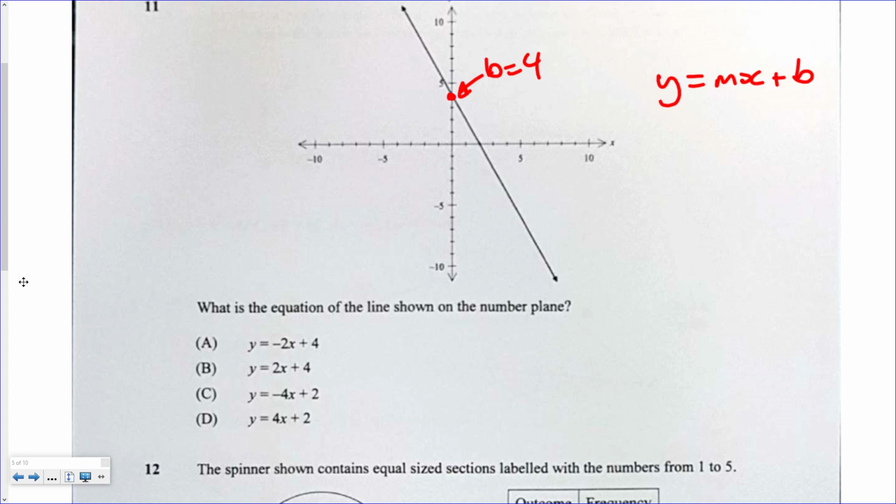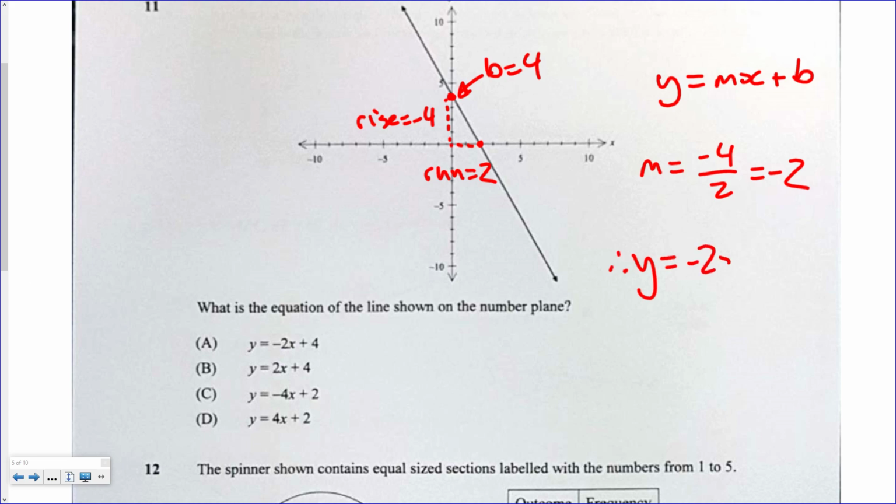So starting at this point here, we can choose the 2 intercepts. So here, I've gone down 4, so here my rise equals -4, and then from there I've gone across 2, so my run equals 2. Sorry, so therefore my gradient equals -4 over 2, which equals -2. So I know my gradient is -2 and my y-intercept is 4, so therefore my equation is going to be y equals -2x plus 4, which is option A.